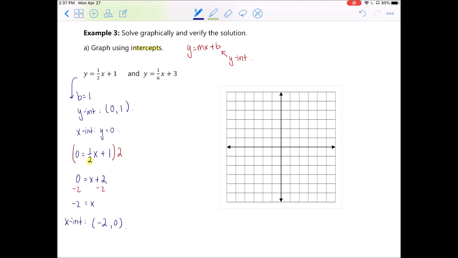All right, let's first plot these two intercepts. So we know x and y here. Y-intercept happens at 0 and 1 right here. And x-intercept happens at -2 and 0, so right here. Let's connect these 2 points. Okay, but make sure your line is a bit longer. Okay, so it does look stretched this way. We do need to see the intersection, so it has to be long enough.